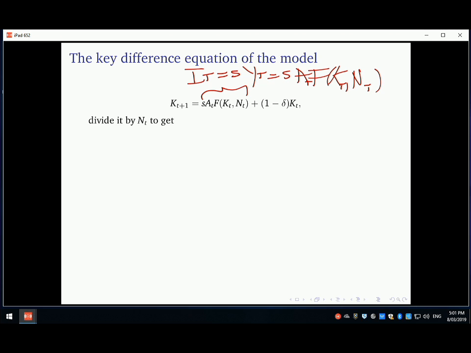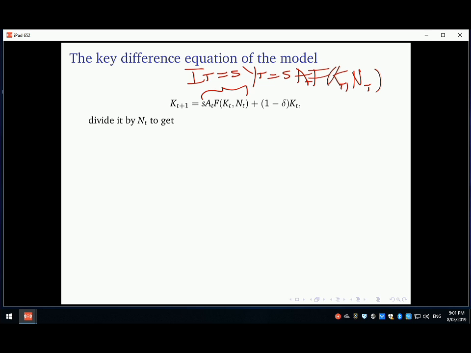So now divide everything by N_t. Why do we want to do this? Because we are interested in output per capita, right? We are interested in GDP per capita in the long run or along the transition. So we're going to start dividing things by N as a measure of welfare. We're going to think about output per capita. So let's divide everything by N_t. And let me try to do this so you realize some important tricks here.